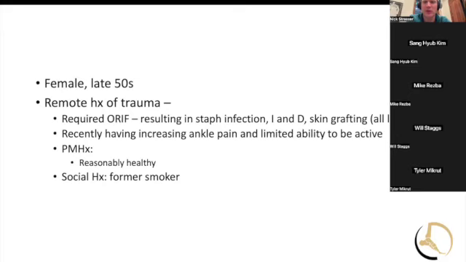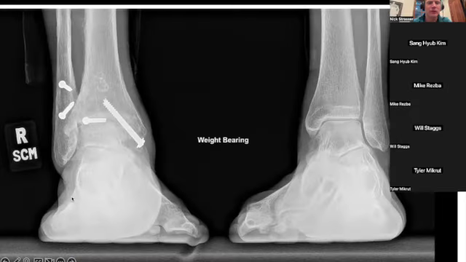She has a decreasing ability to be active, and she's pretty healthy. She is a former smoker. So that's always something you want to discuss, like how recently they quit smoking, but it was more than 5 years ago, if I remember correctly. So these are her x-rays.